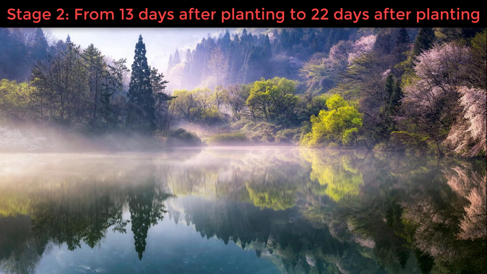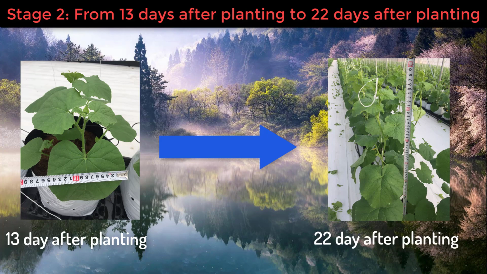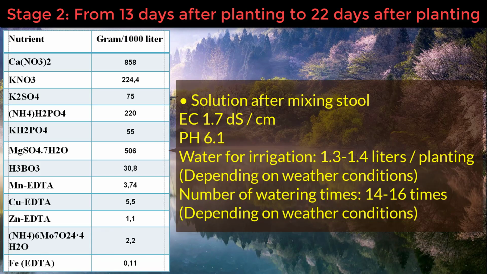Stage 2. From 13 days after planting to 22 days after planting. Solution after mixing stool: EC 1.7, pH 6.1. Water for irrigation 1.3 to 1.4 liters per planting, depending on weather conditions. Number of watering times 14 to 16 times, depending on weather conditions.